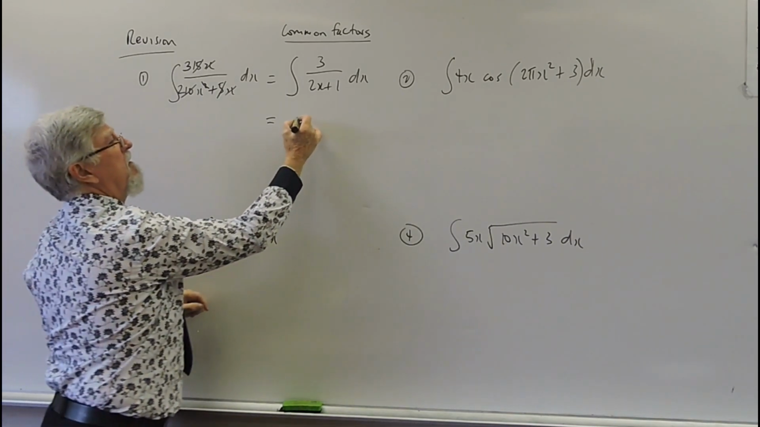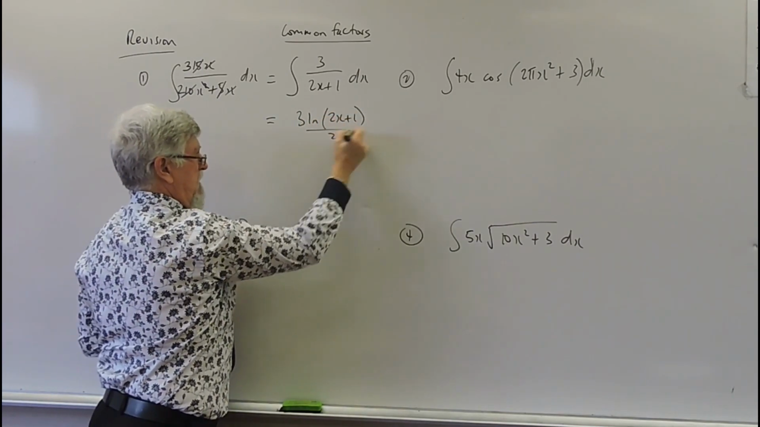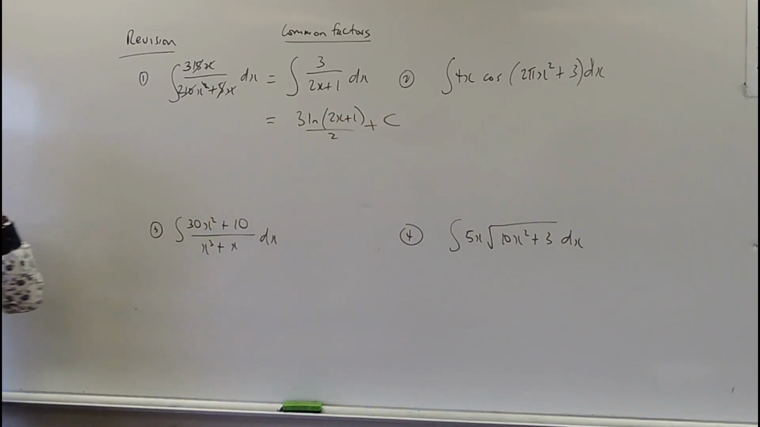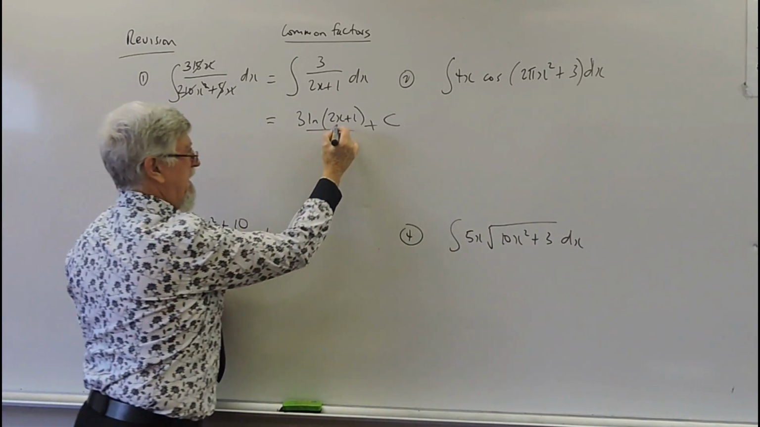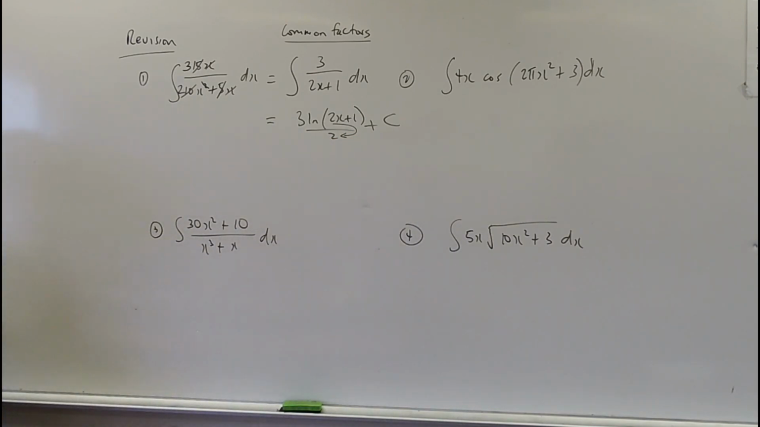What's the answer? 3 ln(2x plus 1) on 2, plus the c, don't forget your plus c. So don't forget to divide by the derivative of the inside.